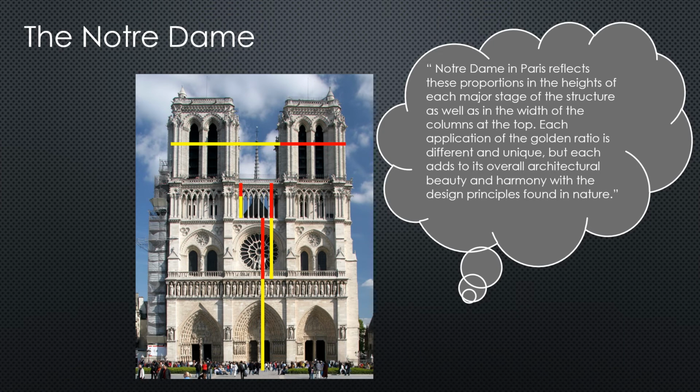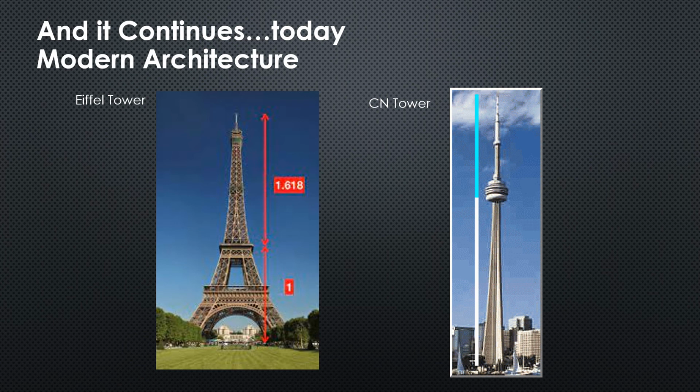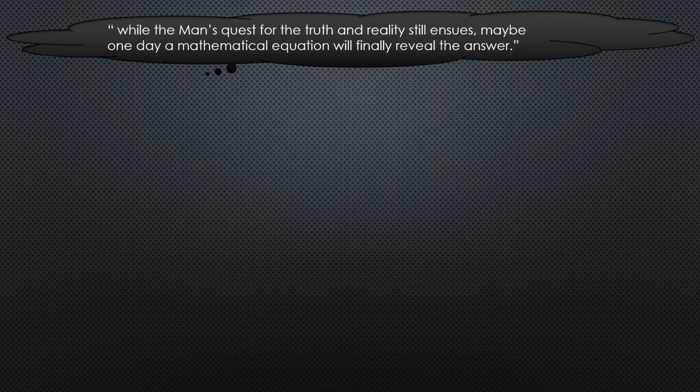Each application of the golden ratio is different and unique, but each adds to its overall architectural beauty and harmony with the design principles found in nature. A series of golden rectangles drawn around the painting of Mona Lisa reflect the genius of the painter in using the golden ratio. And the use of the golden ratio continues even today in modern architecture, such as the Eiffel Tower and the CN Tower shown below.